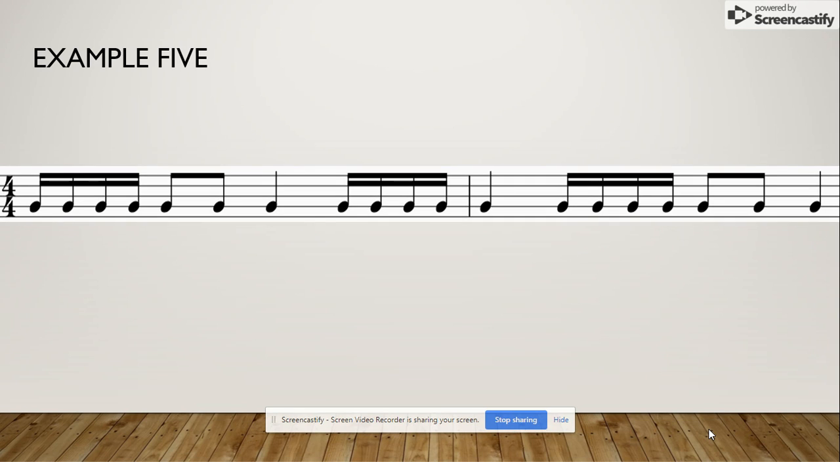And your fifth and final rhythm. 1 E and a 2 and 3, 4 E and a 1, 2 E and a 3 and 4.